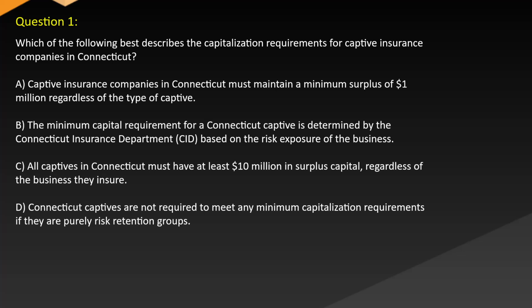C. All captives in Connecticut must have at least $10 million in surplus capital regardless of the business they insure. D. Connecticut captives are not required to meet any minimum capitalization requirements if they are purely risk retention groups.